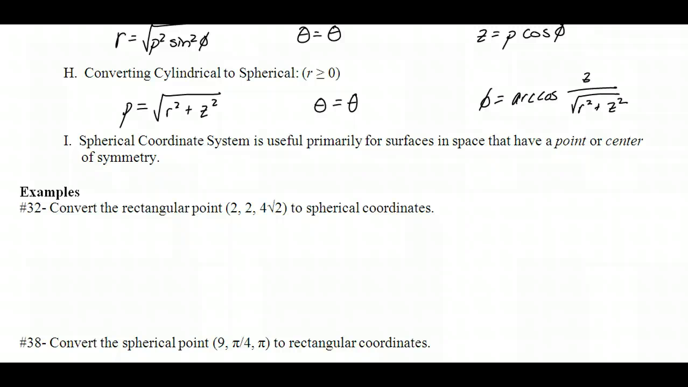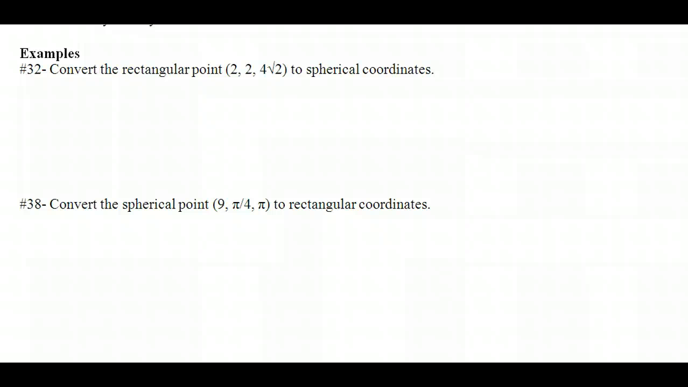Alright, so looking at some examples, some obviously converting here. We want to convert our rectangular points. So rectangular, I know I have x, I know I have y, I know I have z. And we want to make them spherical coordinates. So spherical means I need rho, I need theta, I need phi. Rho is the square root of x squared plus y squared plus z squared.